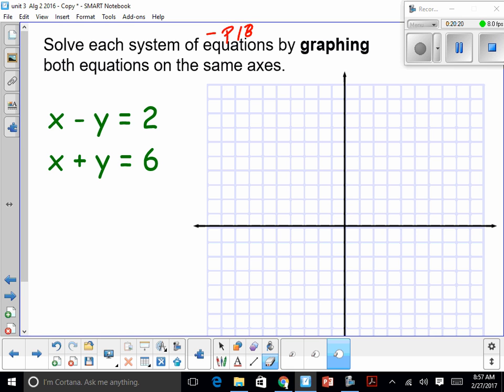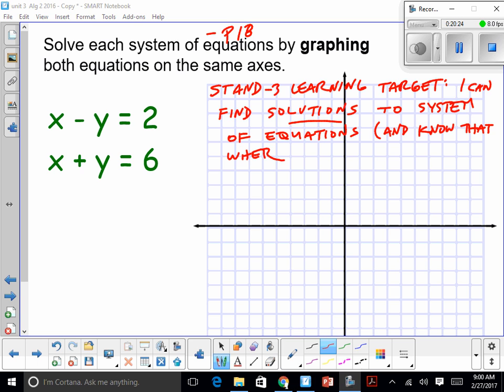Standard 3, learning target: I can find solutions to systems of equations and know that where they intersect is the solution. Where they intersect. Intersect, big word for when you're on the corner of Slover and Sierra. That's where the streets intersect. It's called an intersection because they hit each other there. Intersect is the solution. That's what I told you earlier, with the crisscross, two lines of the crisscross with the intersect.